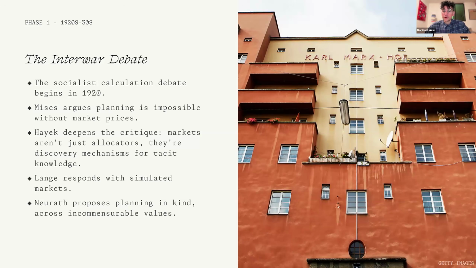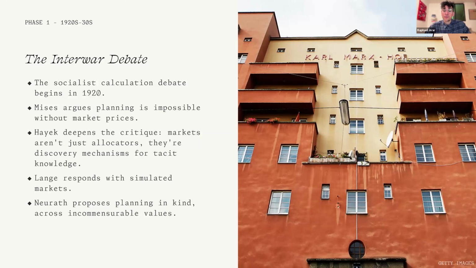And if you abolish private ownership of the means of production, you abolish the market for capital goods. And if there's no market for capital goods, no prices. And if there are no prices, there's no rational way to decide how to allocate resources. And socialist calculation, Mises argues, is not just difficult, it's impossible.